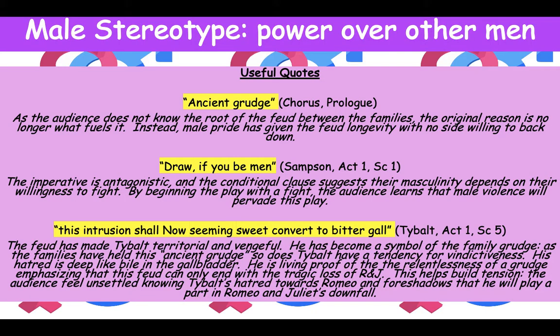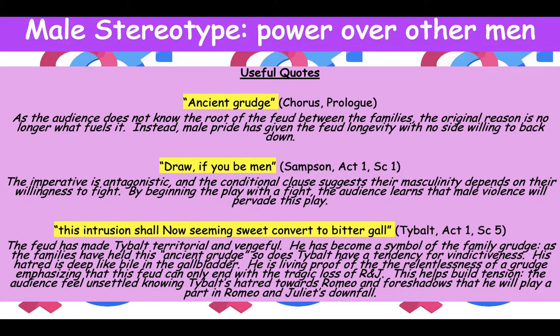As the families have held this ancient grudge, so does Tybalt have a tendency for vindictiveness. So it seems to be this male trait, holding on to these grudges, being extremely stubborn, not backing down. His hatred is deep like bile in the gallbladder. He is living proof of the relentlessness of a grudge, emphasising that this feud can only end with the tragic loss of Romeo and Juliet. So this helps build tension for the play, and the audience feel unsettled knowing Tybalt's hatred towards Romeo, and foreshadows that he will play a part in Romeo and Juliet's downfall.